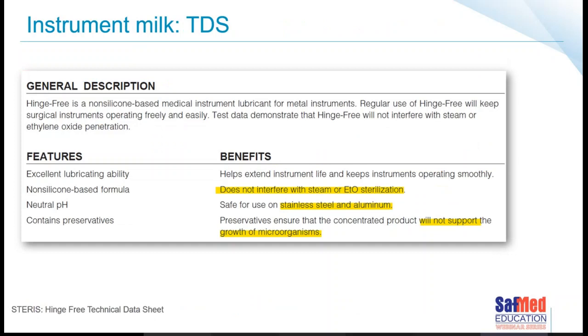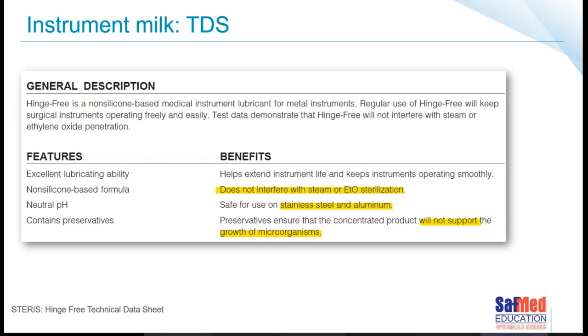If you're using an instrument milk, as per the instructions for use, make sure, please, that you have a copy of the product's technical data sheet. That technical data sheet will tell you a lot about the product, what the product is designed for, and give you a little more detail on the product. Remember, you want something that's got excellent lubricating ability that helps extend the instrument's lifespan and helps to keep it operating smoothly. You want something that does not interfere with steam or EO sterilization.